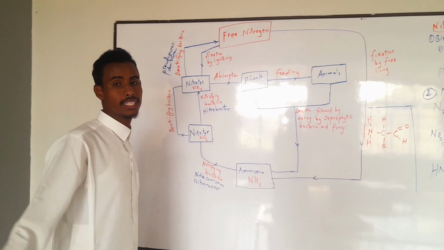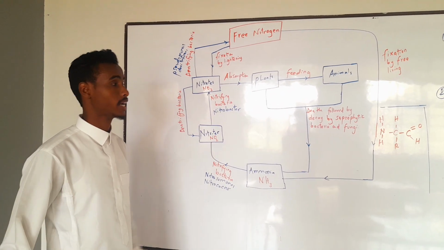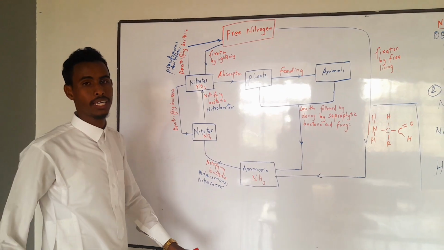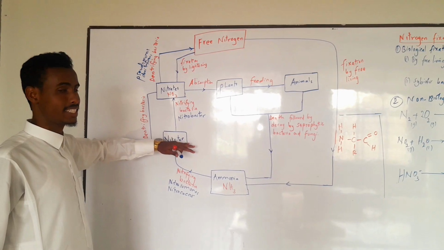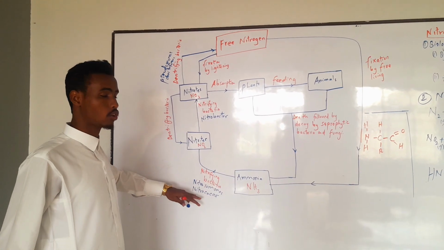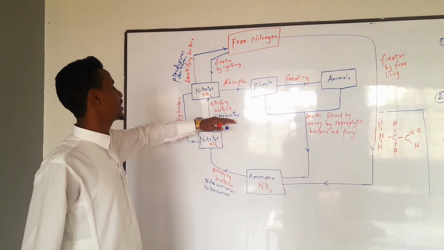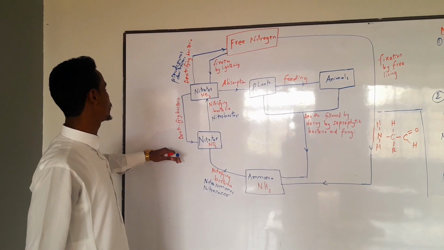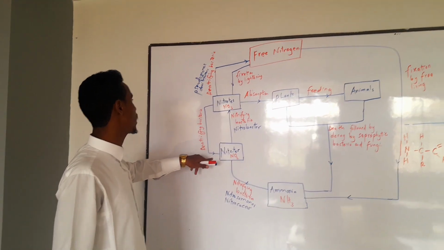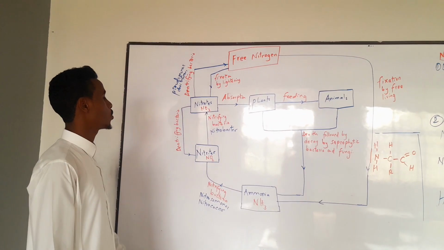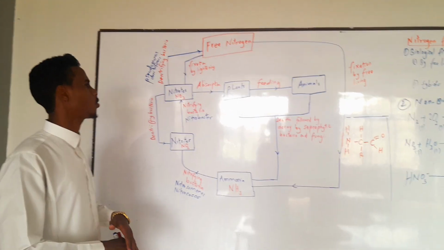Then the animals die and are decayed or decomposed by the saprophytic bacteria and fungi. They release ammonia. Ammonia is acted upon by the nitrifying bacteria, from ammonia to nitrites, that is the Nitrosomonas and Nitrococcus, and from the nitrites to nitrates, that is the Nitrobacter. And also you have the denitrifying bacteria that reduces nitrates to nitrogen, and that is called the Pseudomonas denitrificans.